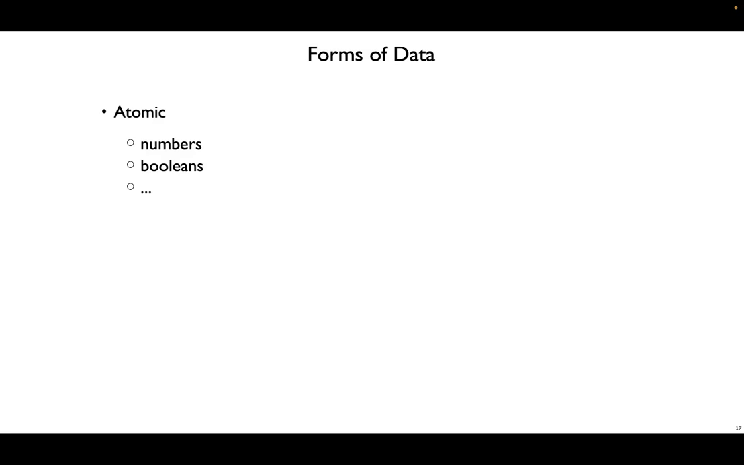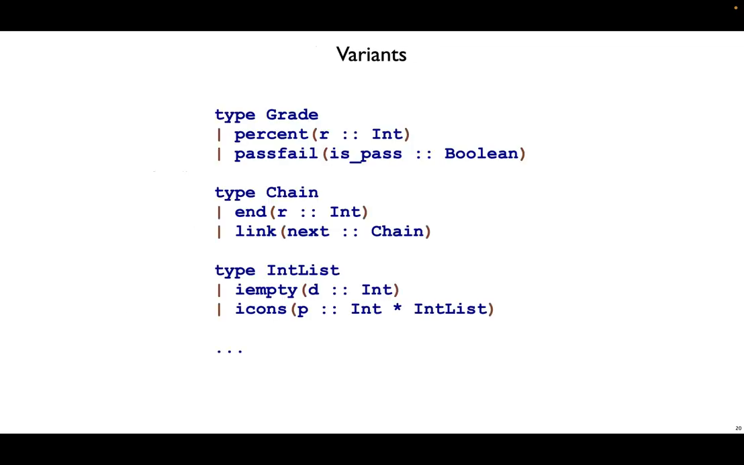First up is the atomic category. Atomic data includes numbers, booleans, and so on. Next up, compound data. This kind of data groups things together, and it includes tuples and records. Third form, which we've been using all semester in Splate, is variant data. Variants describe a choice among a finite number of possibilities. Here are three quick examples from Splate.